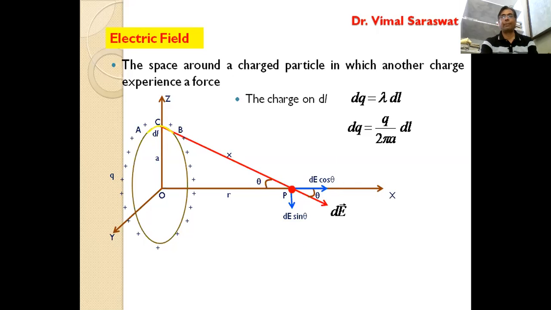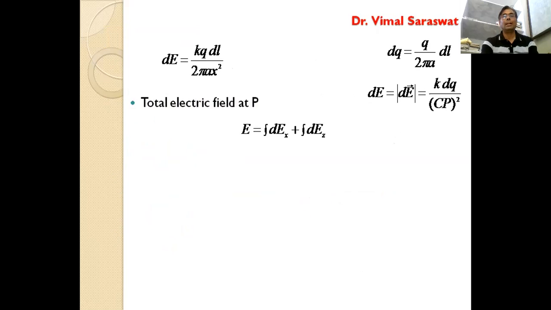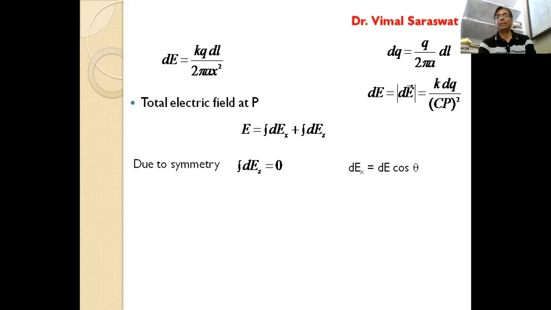So the total electric field at P will be E is equal to integration dEx plus dEz, and as I already told you, due to symmetry integration dEz is equal to 0. So the total electric field at P will be E is equal to integration of dEx. But dEx is equal to dE cos theta. So if we substitute the value of dEx, then E is equal to integration of dE cos theta. And this electric field will be along the x direction.